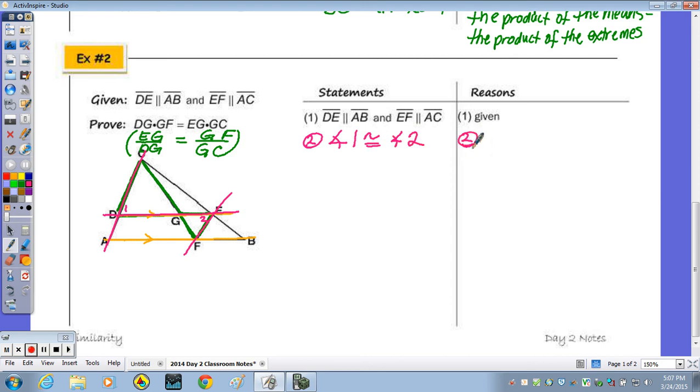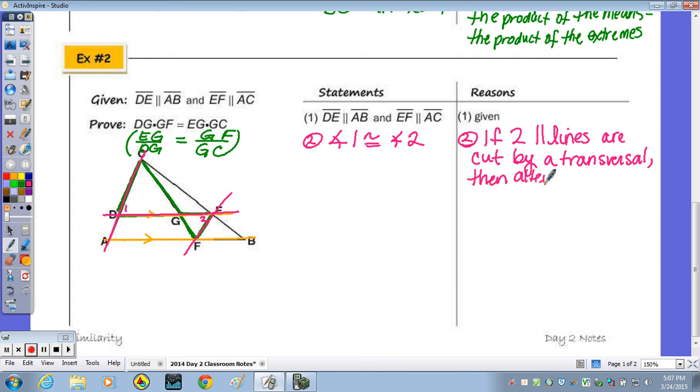And I can start by saying that I have two parallel lines. I'm not trying to prove two lines parallel. So if two parallel lines are cut by a transversal, then alternate interior angles are congruent.